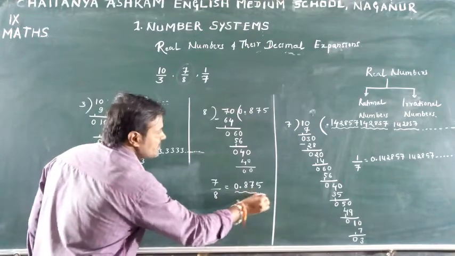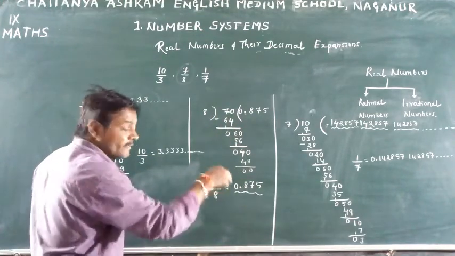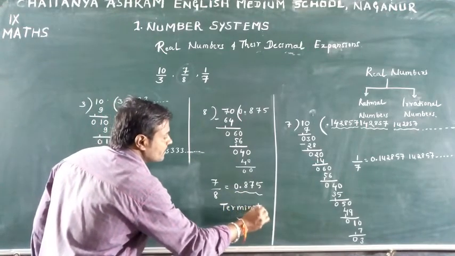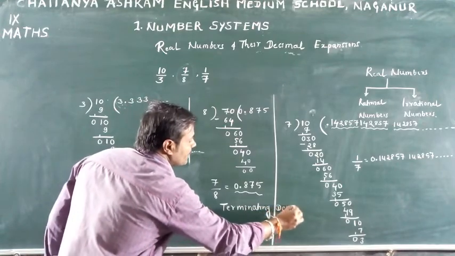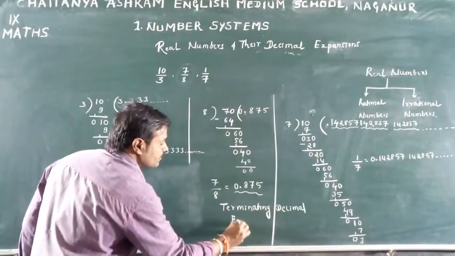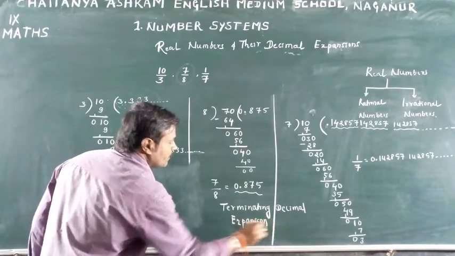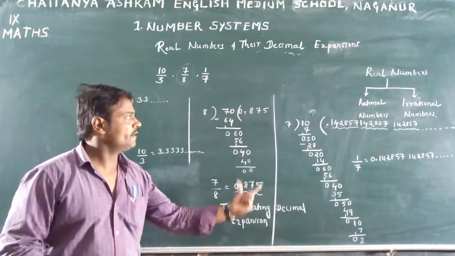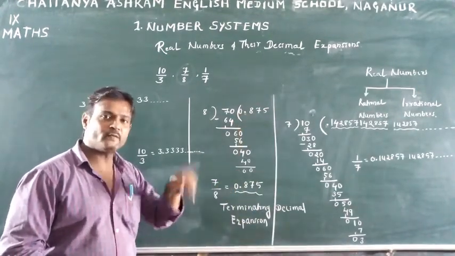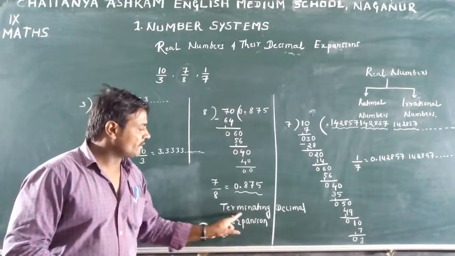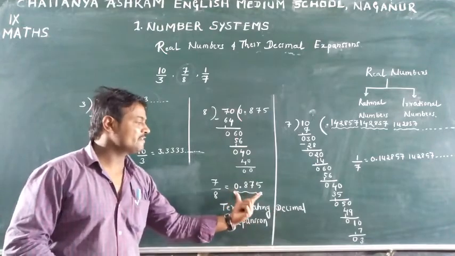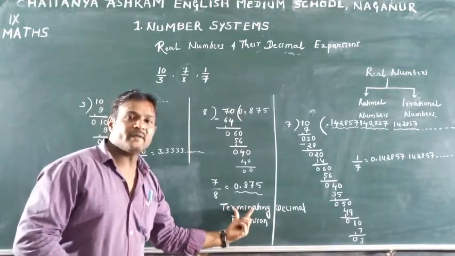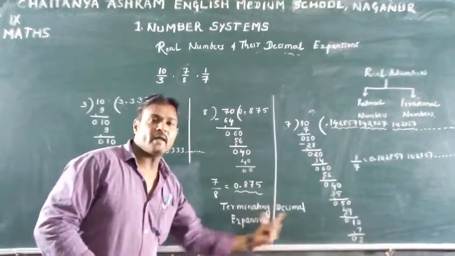here the division process ends. In this case, division process ends now. Such decimal expansion is called terminating decimal expansion. Terminating means division process completed. Yes, division process ends. That is why we use here the word terminating decimal expansion. The rational number 7 divided by 8 has which kind of decimal expansion? It is terminating decimal expansion.